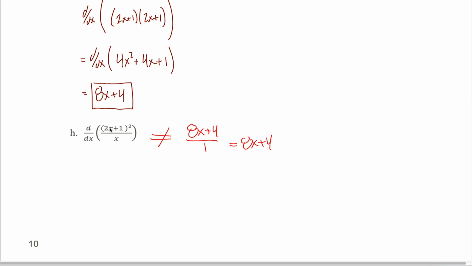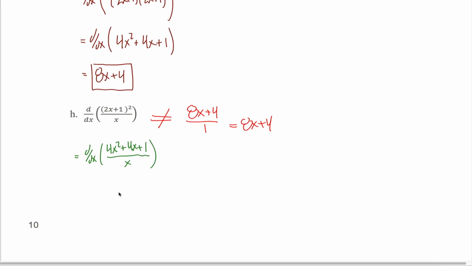But it's not, because the derivative of a quotient is not the quotient of the derivatives. It would be really cool if it was, but it's not. This is not equal to this. This is not the right answer. What you have to do is rewrite this in a form that's conducive to your rules. So maybe first expand the top. We get 4x squared plus 4x plus 1 divided by x.